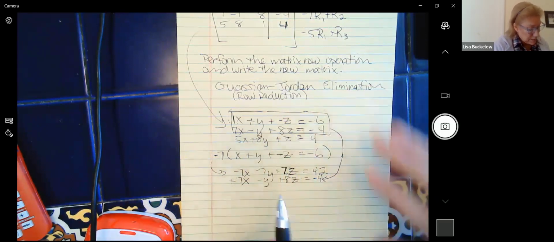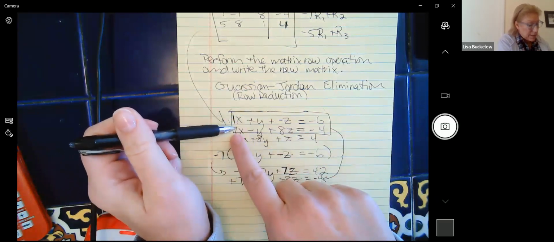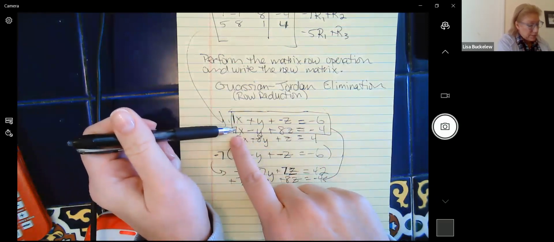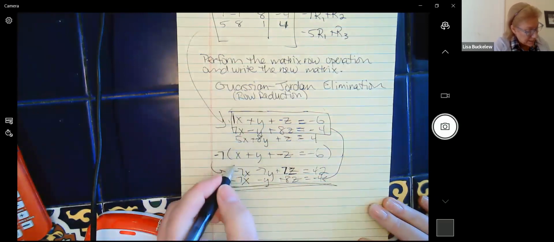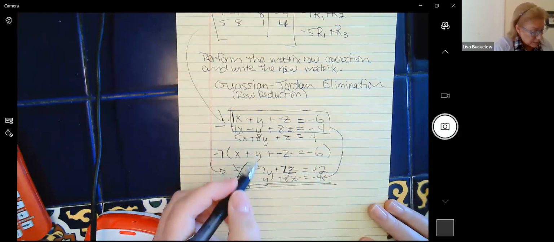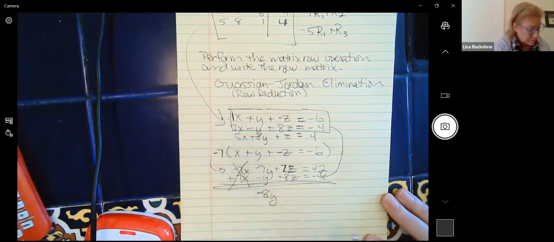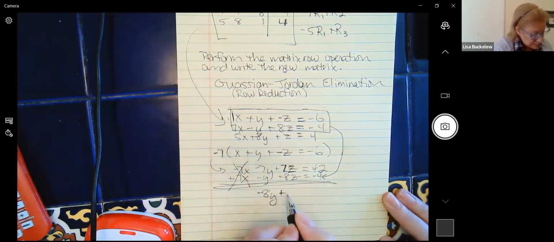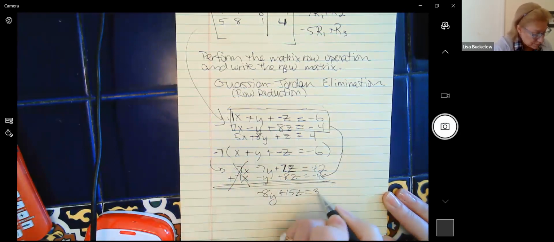There's -7 times the first row, so I can get my x's to combine and cancel with the 7x in the second row. When I add those together, my x's cancel, which is what I'm after. So I have no x's, and then -7y minus 8y, pardon me, -7 minus 1 would be -8y. Then 7 plus 8 would be 15z, and then 42 minus 4 would be 38.